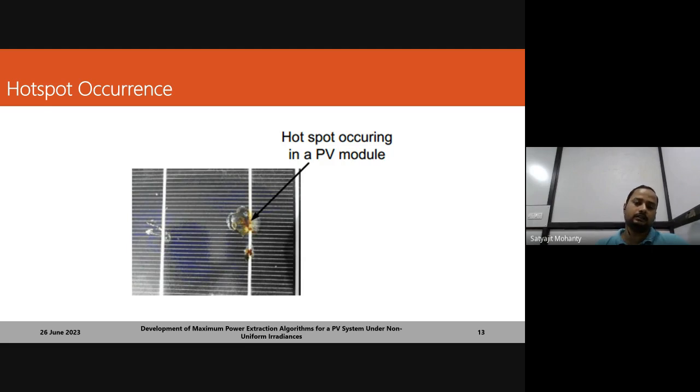resulting in a hotspot condition. This is the biggest drawback of a solar panel, and at the end it will get damaged, it may burn, resulting in losses in the form of heat. This is a photo I have taken of the experiments we did, which resulted in such panels. We forcefully created such a scenario to create a hotspot in a PV module.